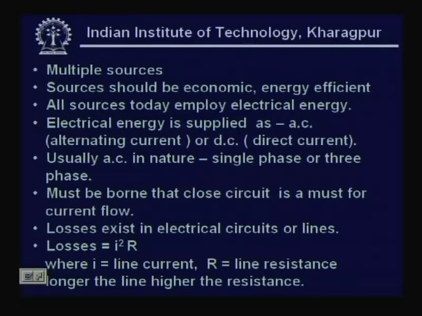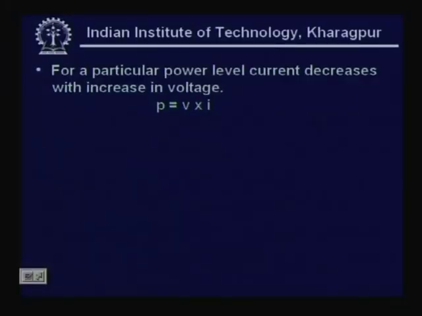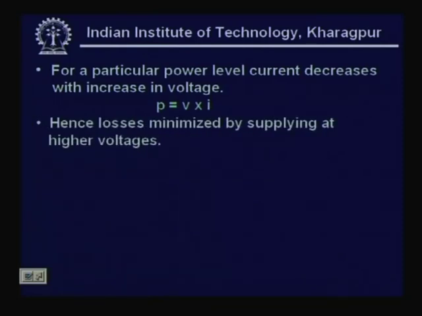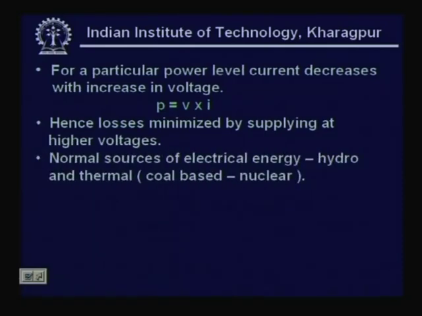Longer the line, higher the resistance. So, what do we do? In order to reduce the losses, we keep in mind that for a particular power level, current increases with a decrease in voltage. Bearing in mind, look at the equation P equal to V into I. One could reduce the current if we increase the voltage. Hence, losses are minimized by supplying at higher voltages. So, invariably power transmission is at higher voltages.